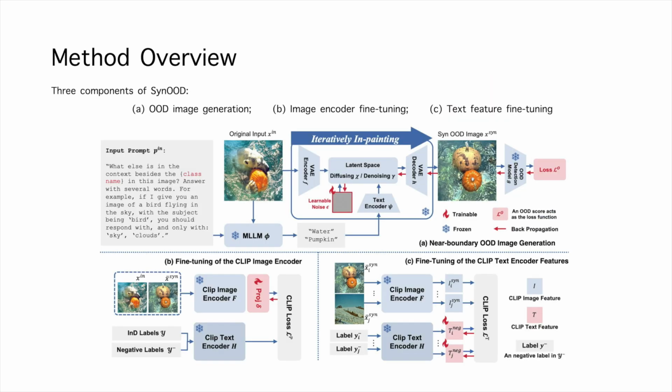The SynOOD framework has three parts. First, we use an MLLM plus a diffusion model to generate boundary OOD images. Second, we fine-tune the CLIP image encoder with a projection layer. Third, we refine negative label text features in the CLIP text encoder. Together, these steps significantly improve the detection of difficult boundary cases.